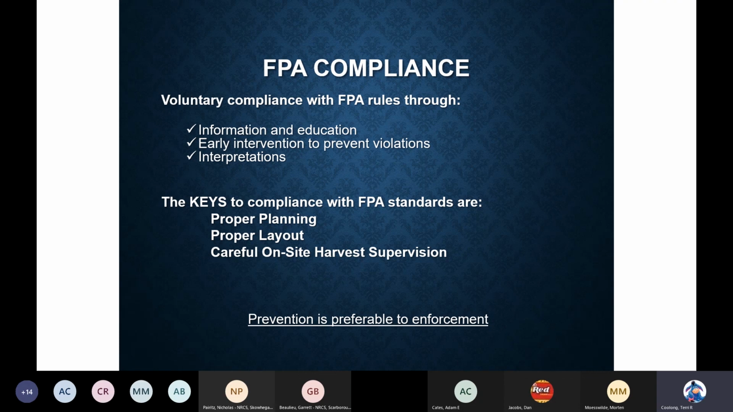So the real keys to compliance with the FPA standards are planning ahead, doing proper layout, and then carefully doing on-site harvest supervision. And in all cases, for us, prevention is really preferable to enforcement. We would much rather have things go smoothly. There's no way to fix some of the issues that might come up if we have to enforce things.